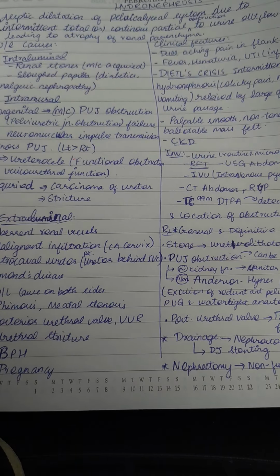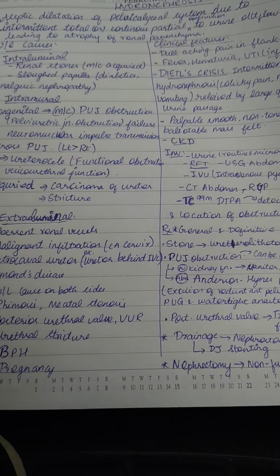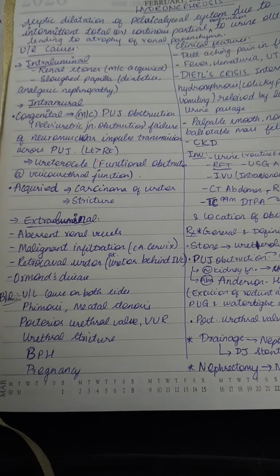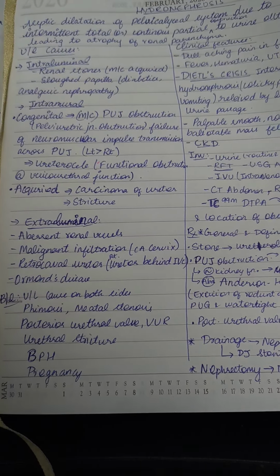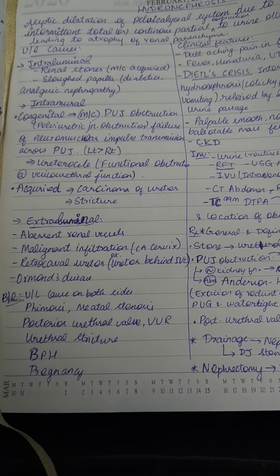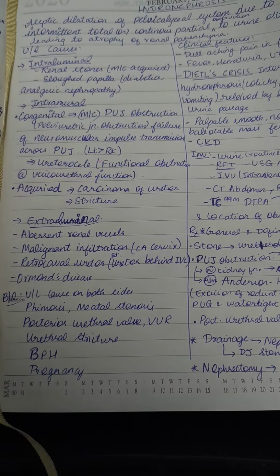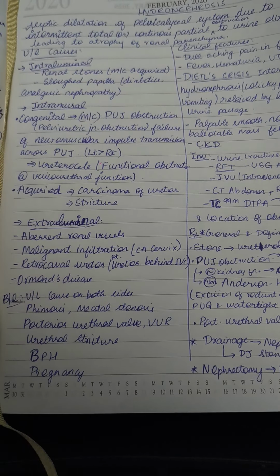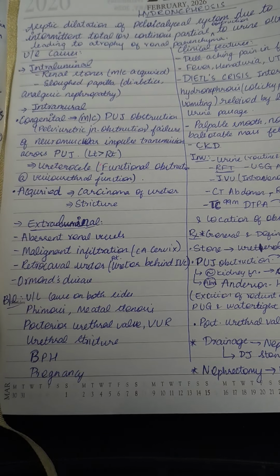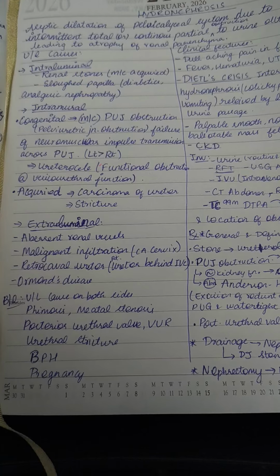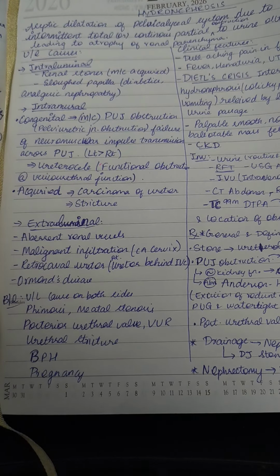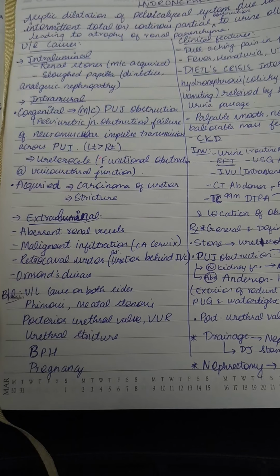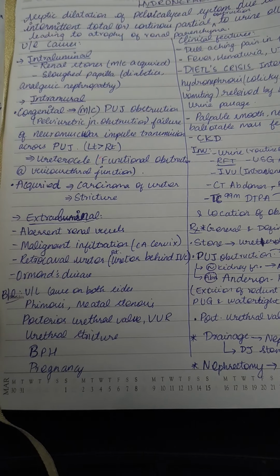Intramural causes can be classified as congenital or acquired causes. In congenital causes we have the most common congenital cause, which is pelvic-ureteric junction obstruction. Here there is failure of transmission of impulse across the pelvo-ureteric junction. It is more common on the left side. And next we have ureterocele, where there is a functional obstruction at the level of the vesico-ureteral junction.